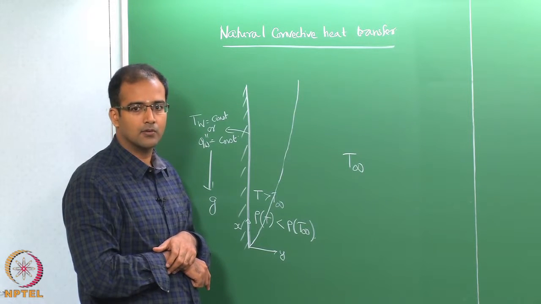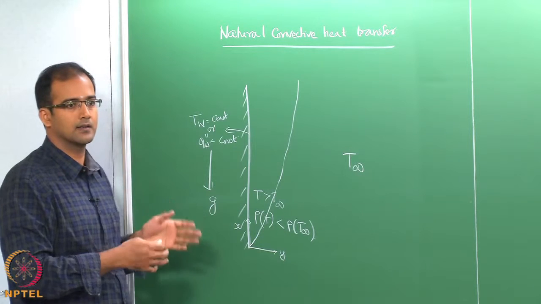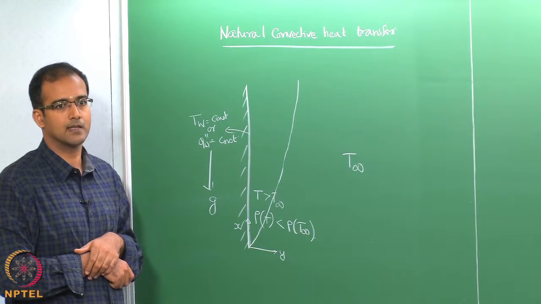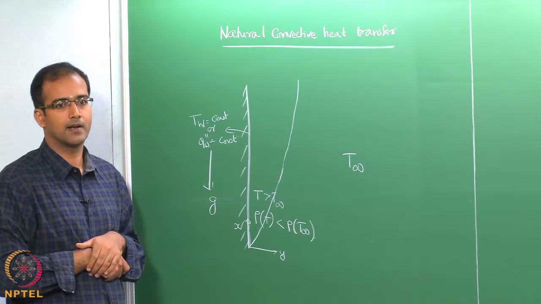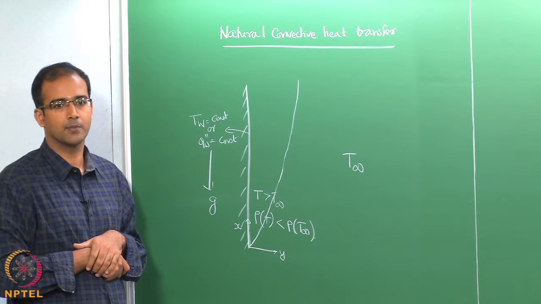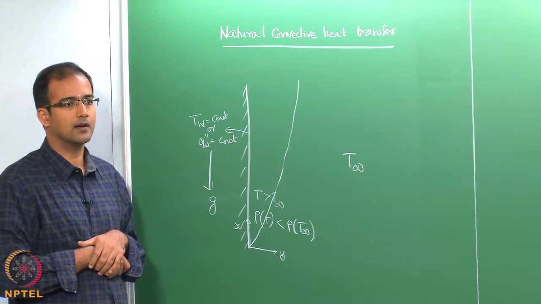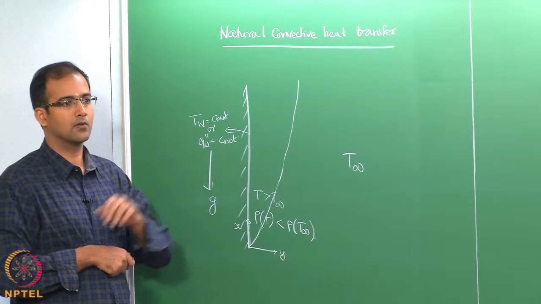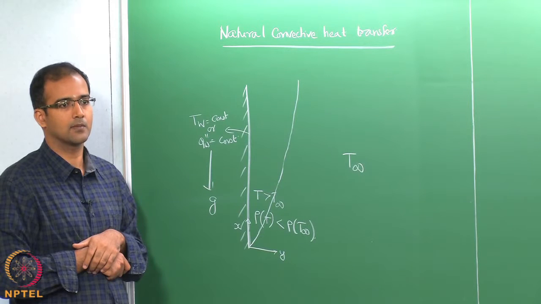Now you can very clearly see that the cause for the boundary layer is essentially the temperature difference. So, the temperature difference is the driving potential in the case of natural convection, unlike the pressure gradient in the case of internal forced convection or the external flow of air or water in the case of the external boundary layers.